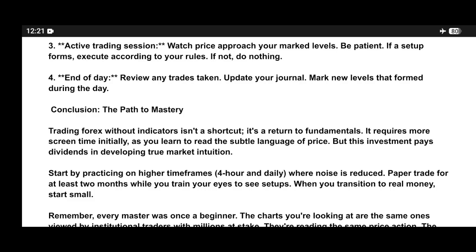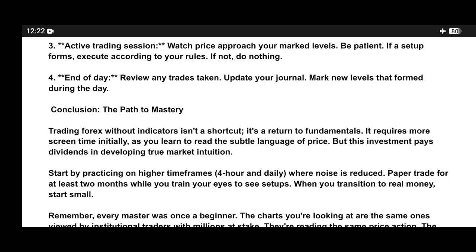Are you getting me? So start by practicing on the higher time frame, your 4-hour and daily, where the noise is reduced, because there is so much noise on the smaller time frames, like the 5 minutes, 10 minutes, 15 minutes, or 30 minutes. But if you want to analyze the market from a higher time frame perspective, that is the daily and the 4 hours. Paper trade for at least 2 months while you train your eyes to see setups.